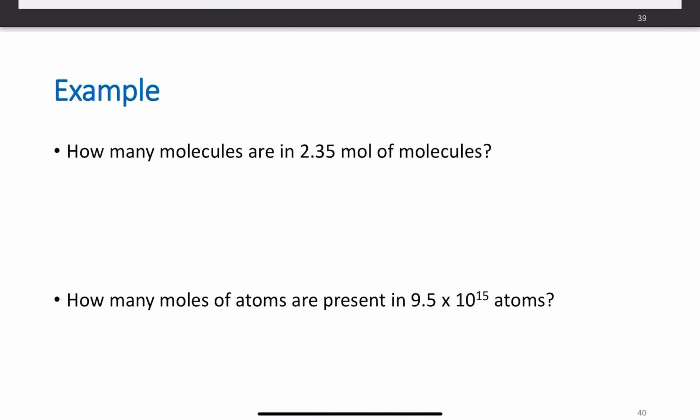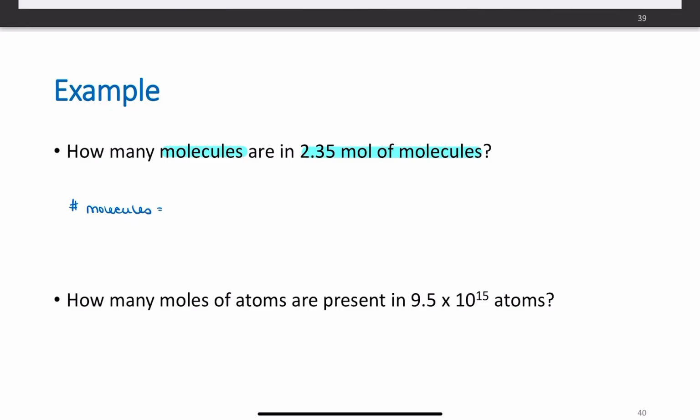So let's go ahead and work an example. What do I mean by this? Well, how many molecules are present in 2.35 moles of molecules? We're going to do the same thing that we started in chapter 1 when we do dimensional analysis. First thing we're going to do is write down what we're trying to find. If we read the question, it's asking us for molecules, and it's telling us we're starting with 2.35 moles of molecules. So I want to know the number of molecules.